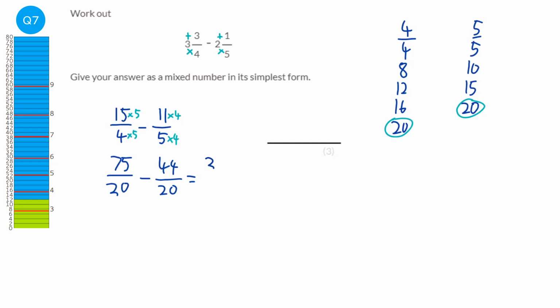Subtract the tops and we get 31 over 20. This is improper, so we can take away one lot of 20 from the top, which will give us 1 and 11 over 20, and that is actually our answer.